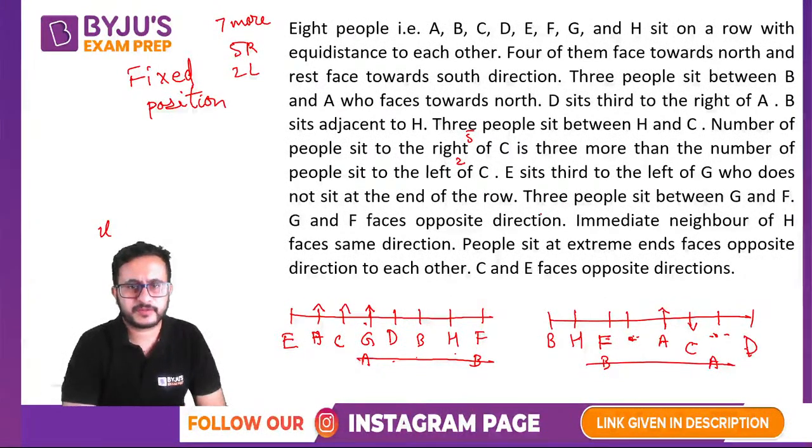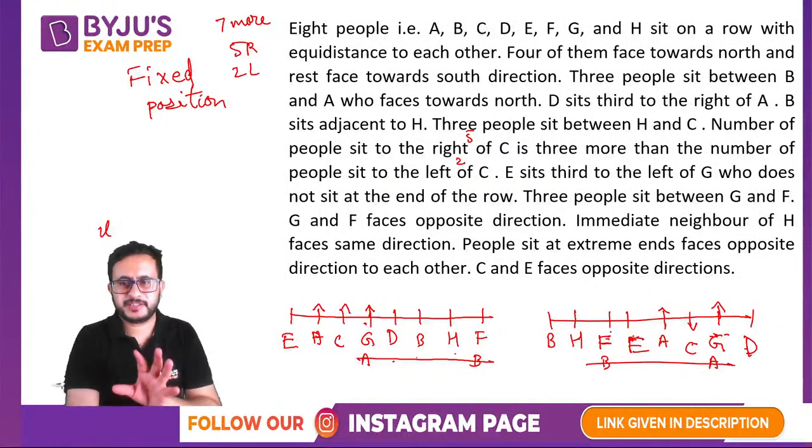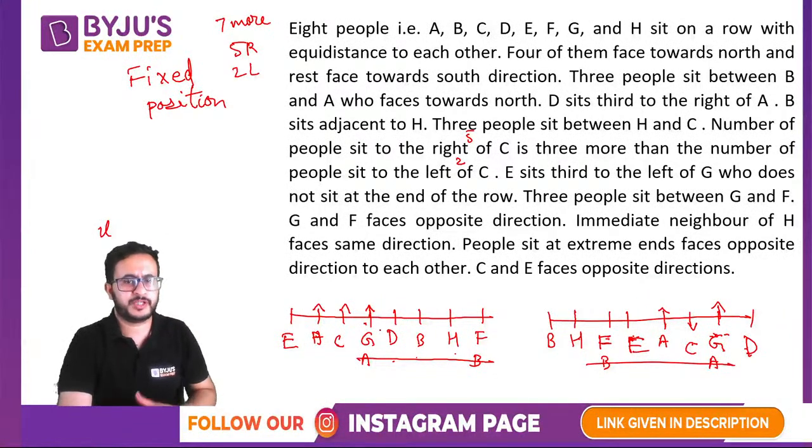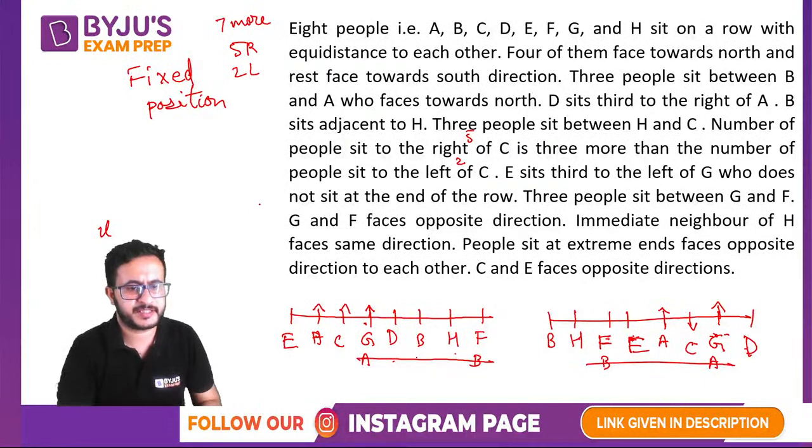Three people between G and F. 1, 2, 3, F. So in this case it will be G and E like this. E sits third to the left of G, so G will be north in this scenario and E is this side. Now we have placed all the 8 people in both the cases. Now we will look at the conditions and then try to get the directions also.